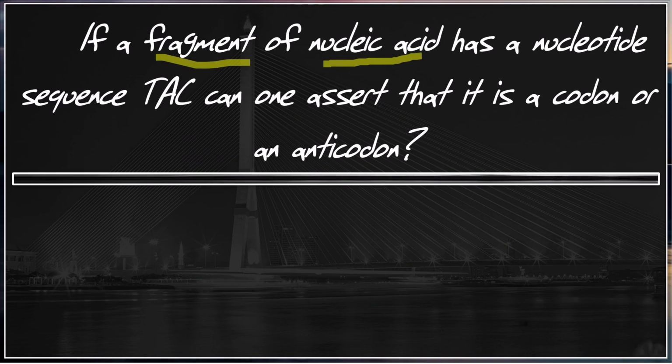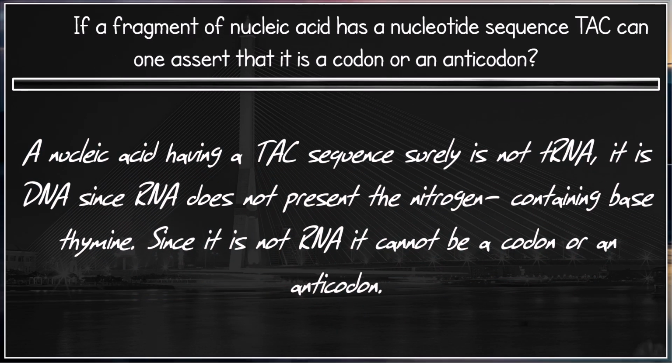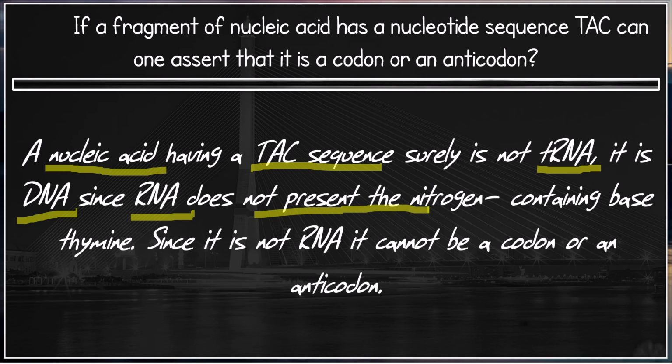If a fragment of nucleic acid has the nucleotide sequence thymine, adenine, cytosine, can one assert that it is a codon or an anticodon? A nucleic acid having the thymine, adenine, cytosine sequence surely is not transfer RNA. It is DNA, since RNA does not present the nitrogen-containing base thymine. Since it is not RNA, it cannot be a codon or an anticodon.